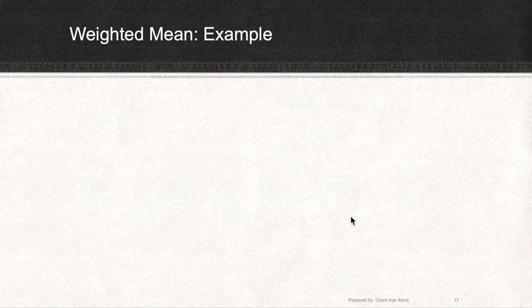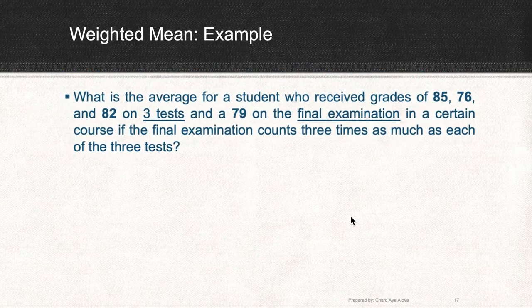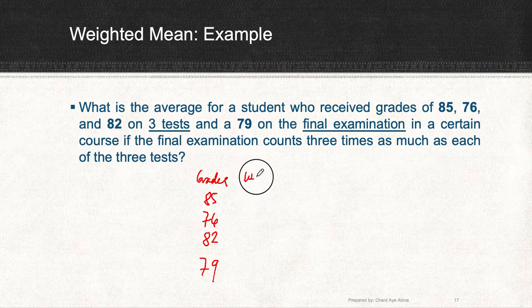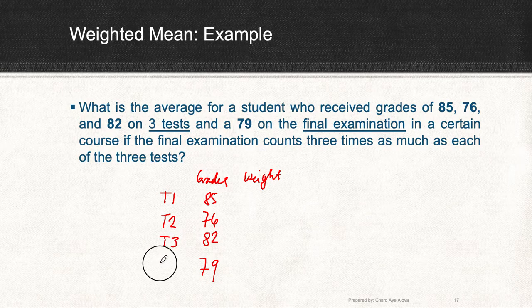So for instance, if we're going to apply the weighted mean over here: what is the average for a student who received the grades of 85, 76, and 82 on the 3 tests and 79 on the final examination in a certain course, if the final examination counts 3 times as much as each of the 3 tests? So we can put here, say, grades. We have 85 here, we have 76, and we have 82. But notice that we have 79 over here, and the weight of each of the grades. So this is test 1, this is test 2, this is test 3, and this is the final examination. I'll call it FE.